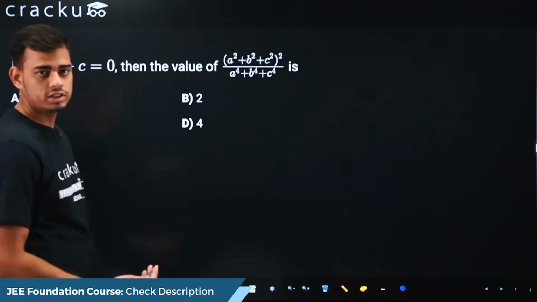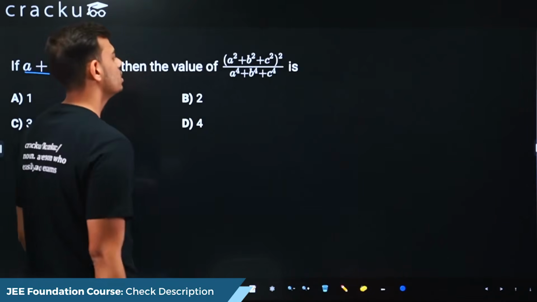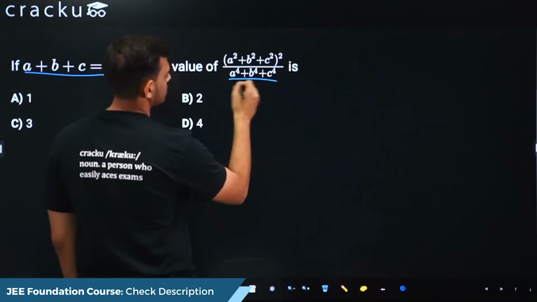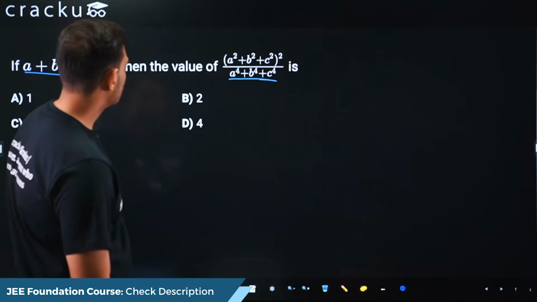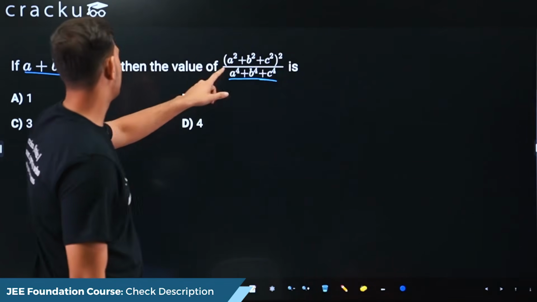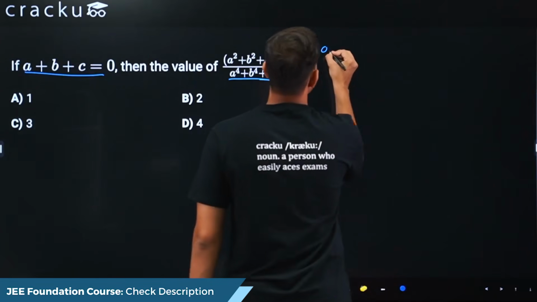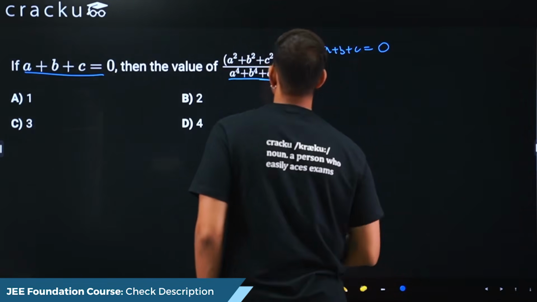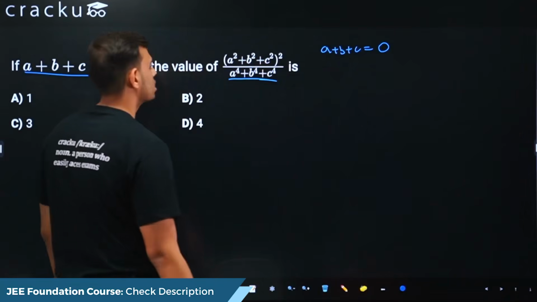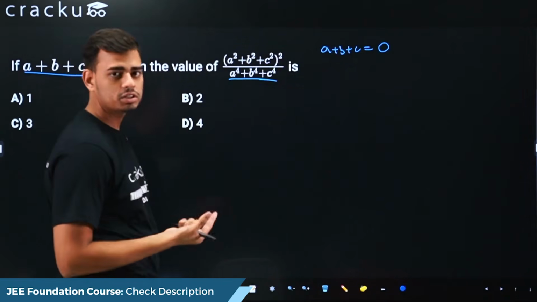In this question, we are given that a plus b plus c equals 0, and we have to find the value of this expression. Okay. So, first we'll try to calculate the value of a square plus b square plus c square. So, a plus b plus c is 0, and I need to find the value of a square plus b square plus c square. The simple intuition that comes to our mind is squaring both sides.